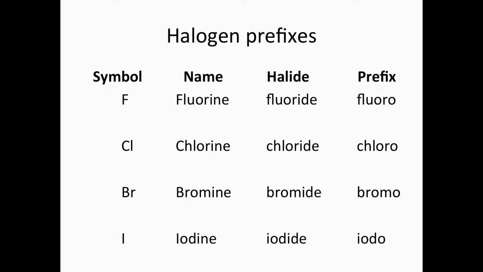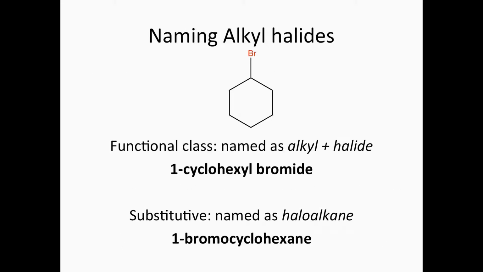Let's look at one more example of this, this time a cyclic example. Okay, once again, using functional class nomenclature, you would count the number of carbons, starting at the point of attachment to the halogen. 1, 2, 3, 4, 5, 6. These are in a cyclic structure. So as a functional class, the alkyl group would be a cyclohexyl group. It's attached at the first point of connection to the bromine, so this would give us 1 cyclohexyl bromide.